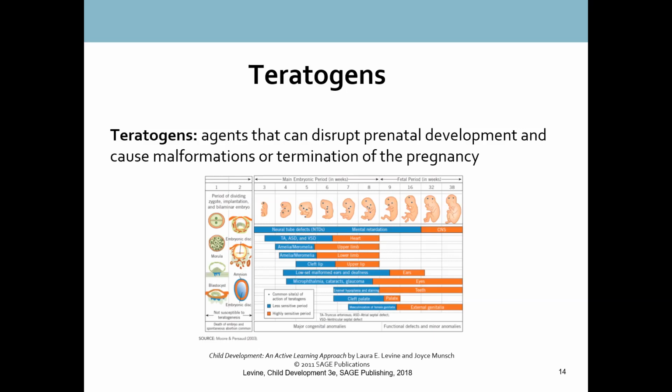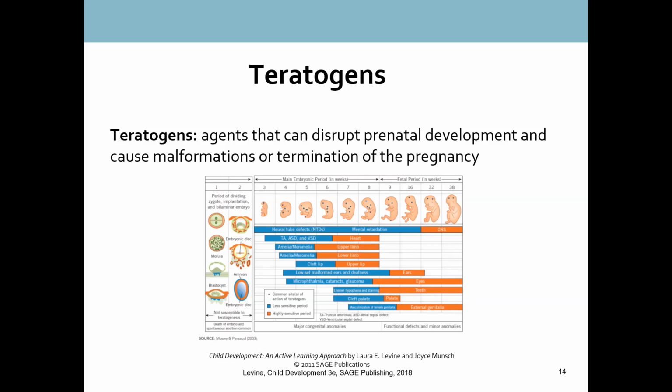This chart is in your book on page 145. I need to point out that there is a mistake in this chart. They mixed up the colors. So they have the blue bars labeled as less sensitive periods and the orange bars as highly sensitive periods. That should be reversed, okay?